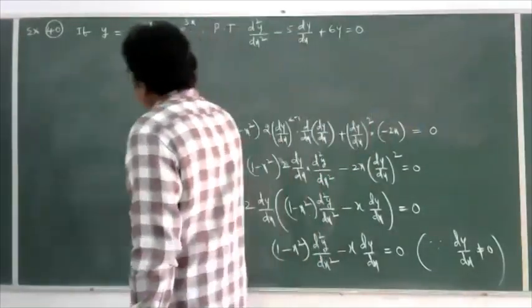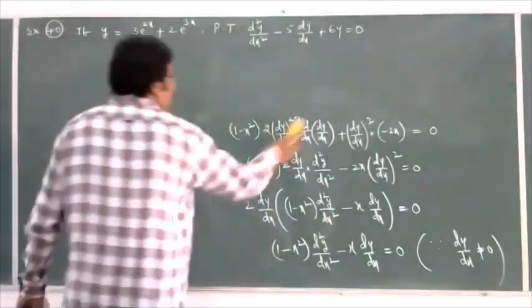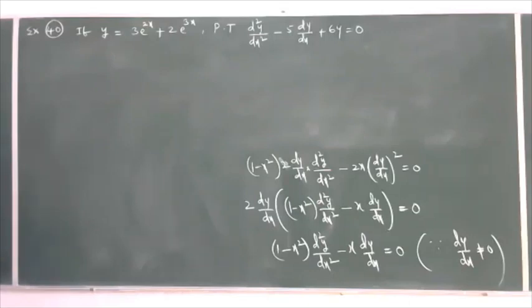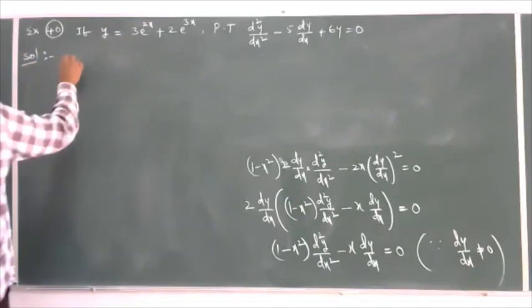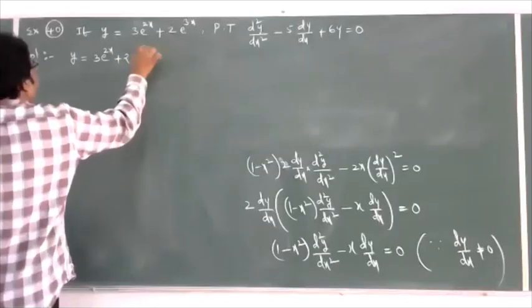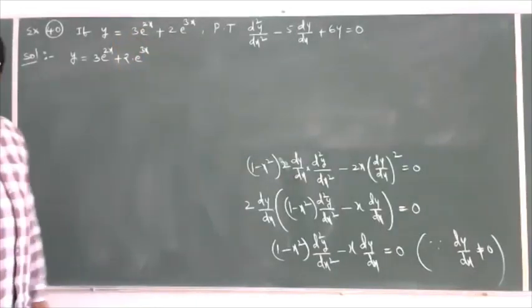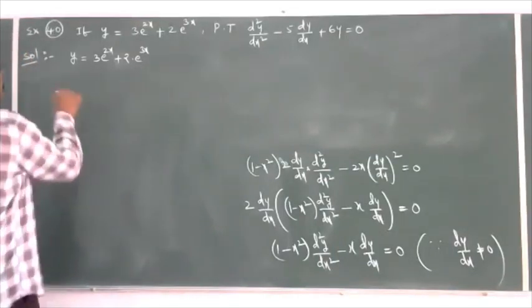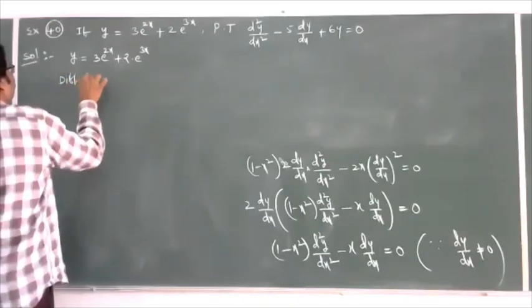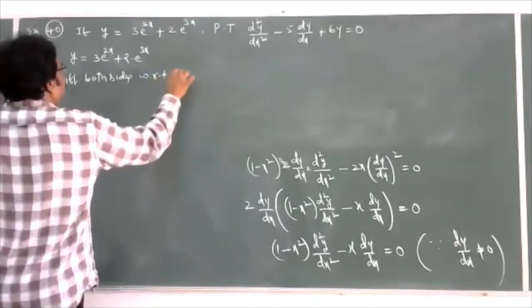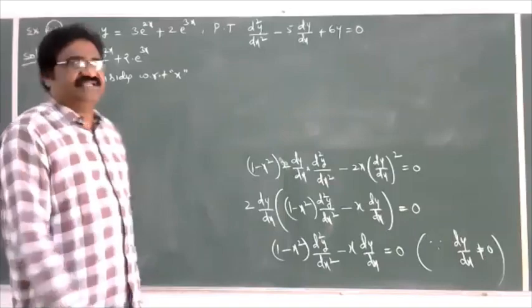Already we did one problem in the exercise also, same model. So write the solution. Given y is equal to 3 into e power 2x plus 2 into e power 3x. First step, differentiating both sides with respect to x.